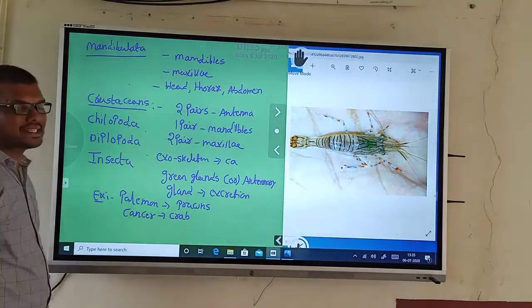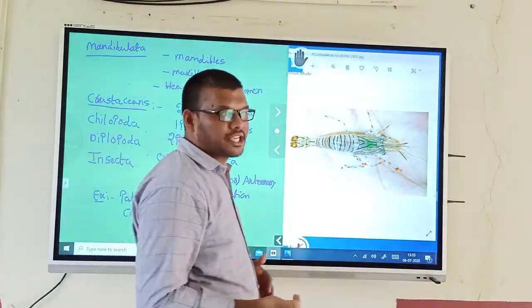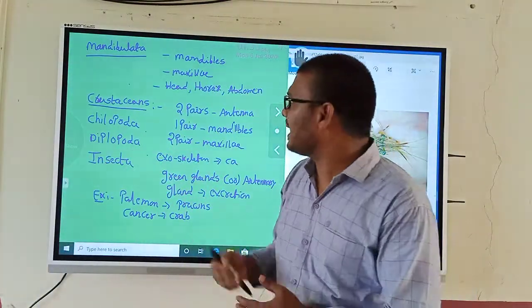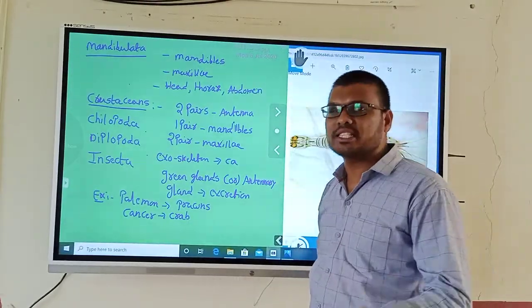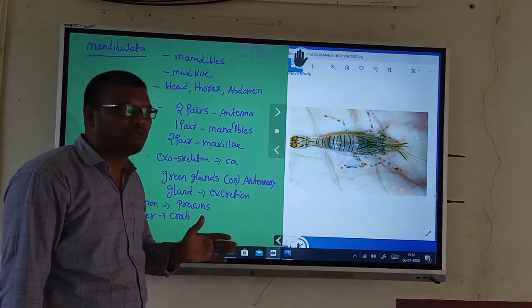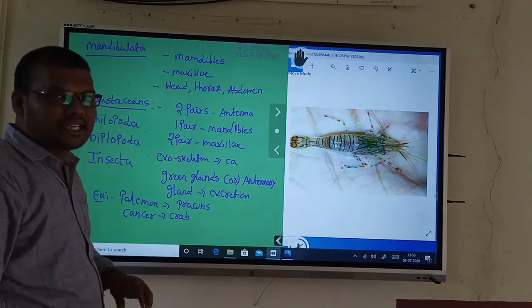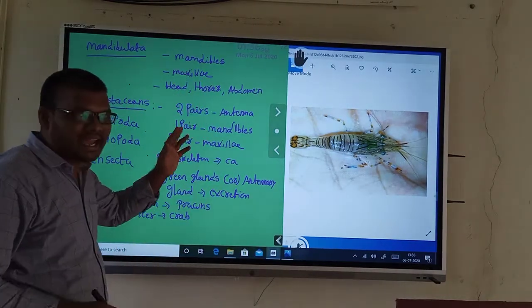third subphylum, that is called mandibulata. Here I already said the differentiation between chelicerata and mandibulata. In mandibulata they have mandibles. What are mandibles? Mandibles are like teeth for cutting the food materials, and maxillae are for folding the food materials, and they also have antennae.